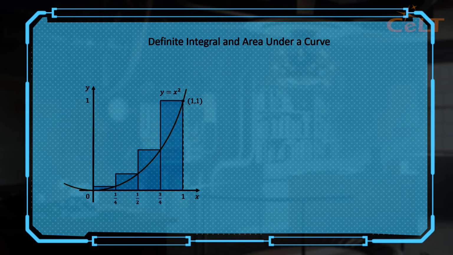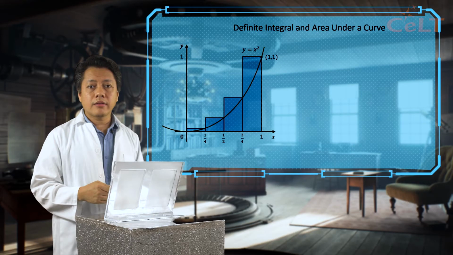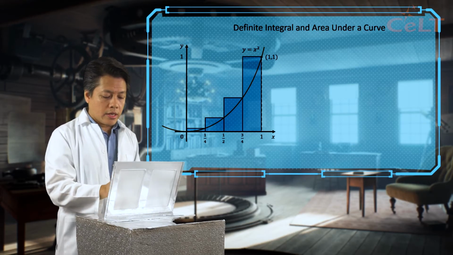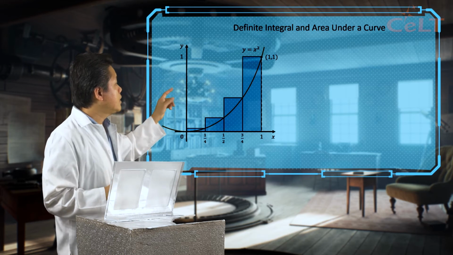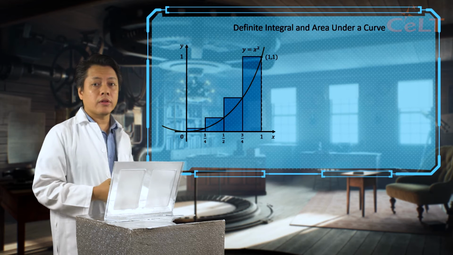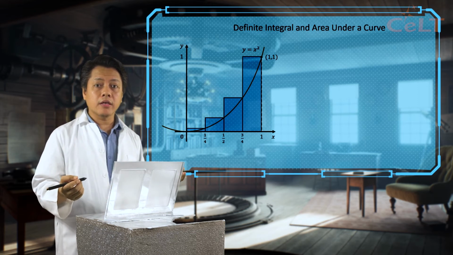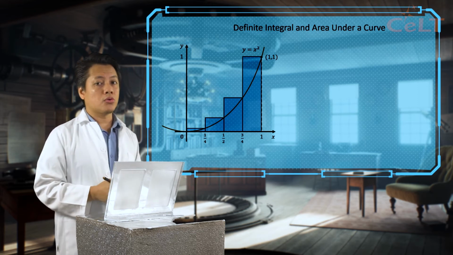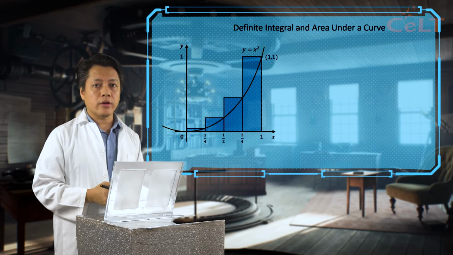We will try to approximate the area by dividing the area into multiple rectangles. This is how early mathematicians define integration. At this juncture, we know that the area below the curve is smaller than that 1 by 1 square over there. So the range of the area must be between 0 and 1 unit square.